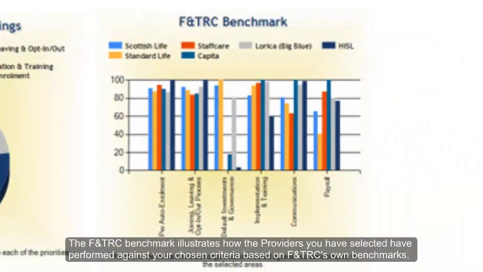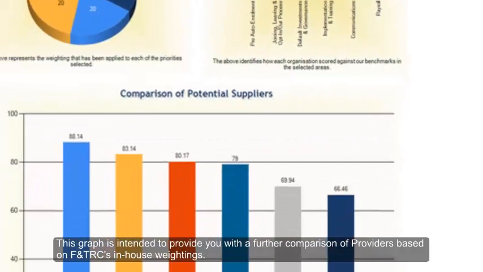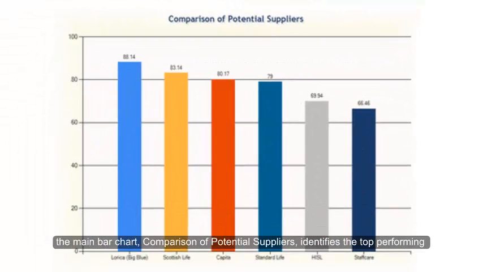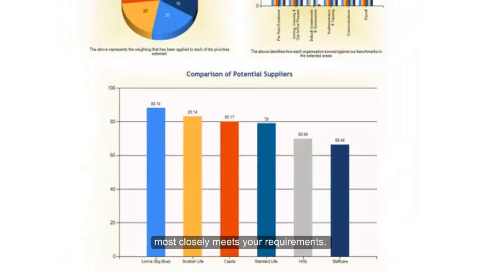The F&TRC benchmark illustrates how the providers you selected have performed against your chosen criteria based on F&TRC's own benchmarks. This graph is intended to provide you with a further comparison of providers based on F&TRC's in-house weightings. The main bar chart, Comparison of Potential Suppliers, identifies the top performing providers who achieve the better outcomes against your chosen criteria and who most closely meet your requirements.